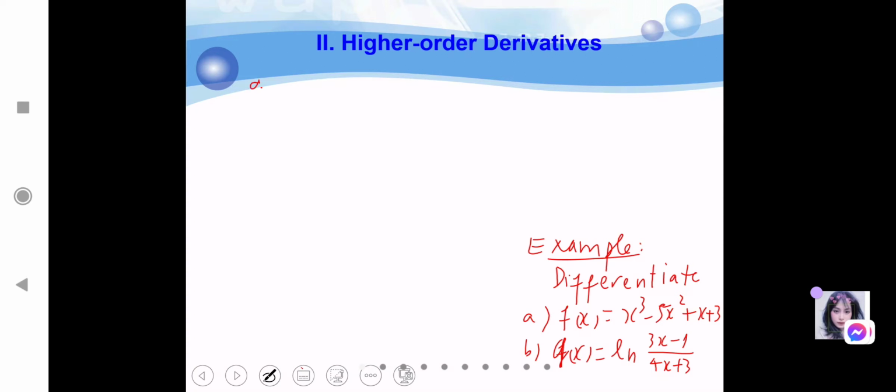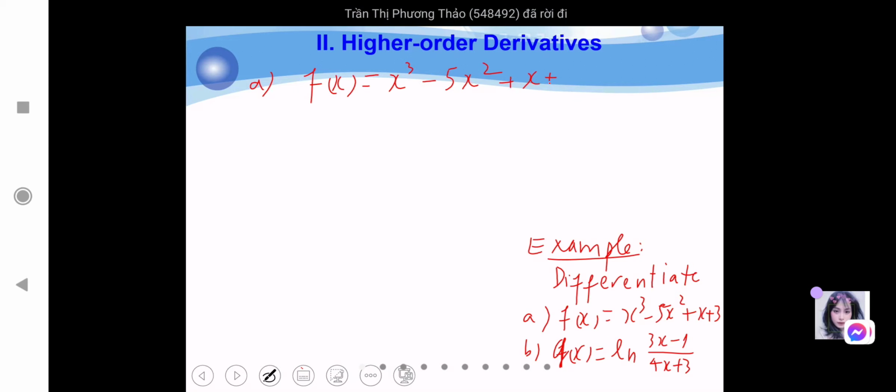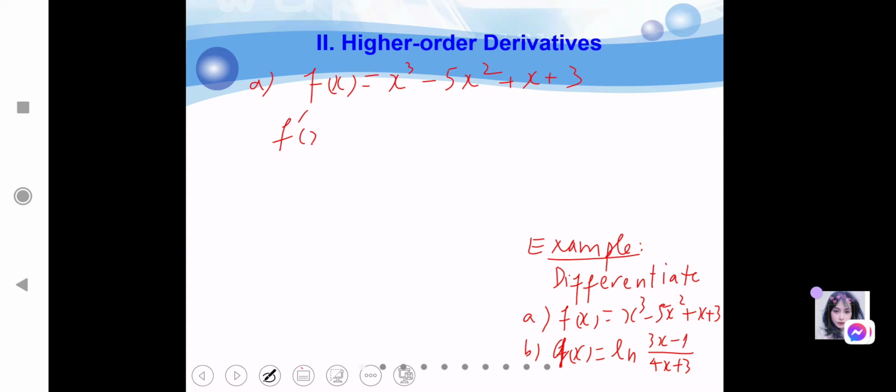Okay, question A: f(x) = x cubed minus 5x squared plus x plus 3. Okay, f prime of x equals... Now can you read for me? Yes. Okay, 3x squared plus 3 over x squared, minus 10x. Correct answer.